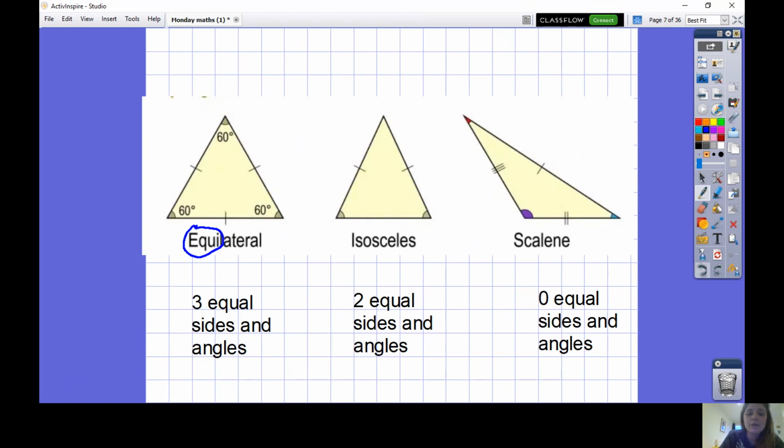To help me remember what kind of triangle an isosceles triangle is, I look at the SOS in the middle, and that shows me that 2 of the sides are the same and 1 of the sides is odd. Isosceles triangles have 2 equal sides and 2 equal angles and 1 side and 1 angle that are not equal.